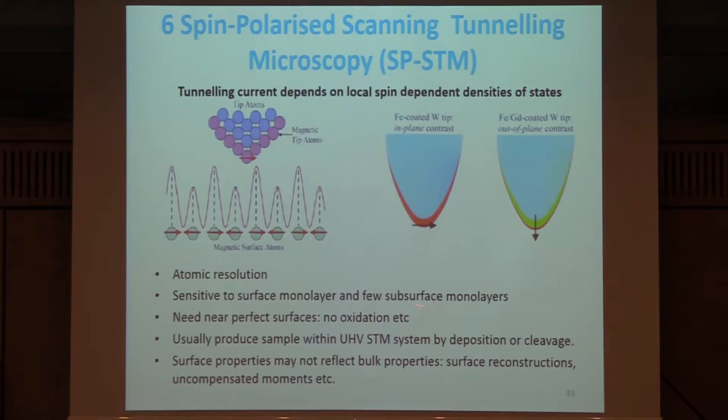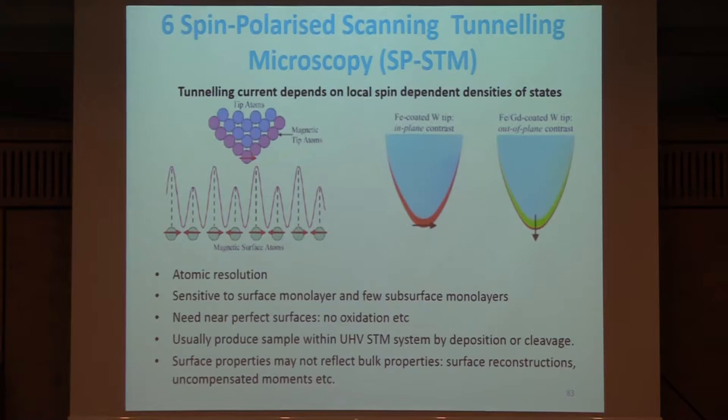What you can't do is go to someone with a spin polarized STM system, give them a piece of dirty manganese arsenide oxidized surface and say, measure that for me. Okay? This requirement of very crystalline surfaces is very restrictive. You can't have oxidation, you can't easily transport samples into the system.